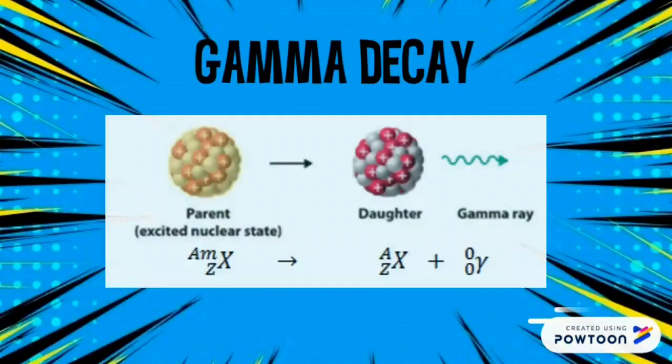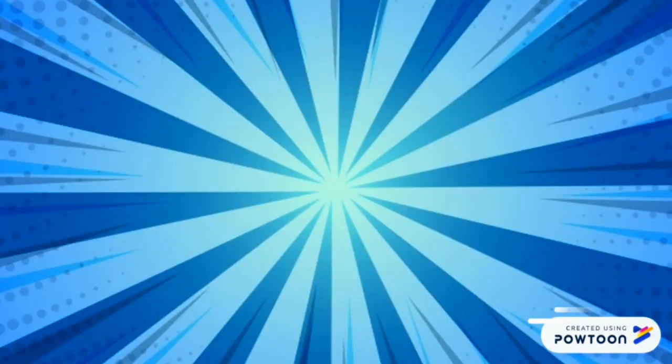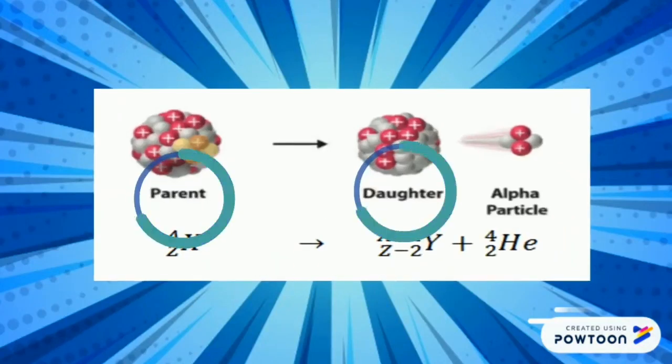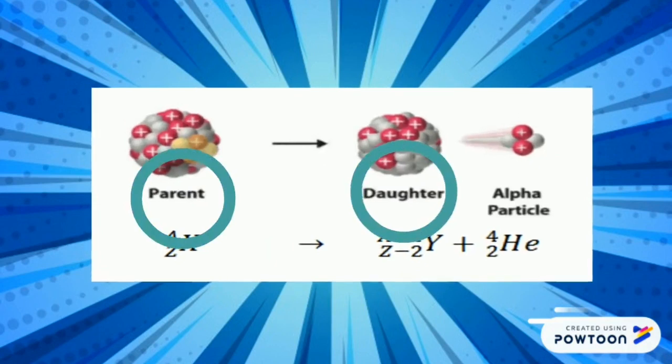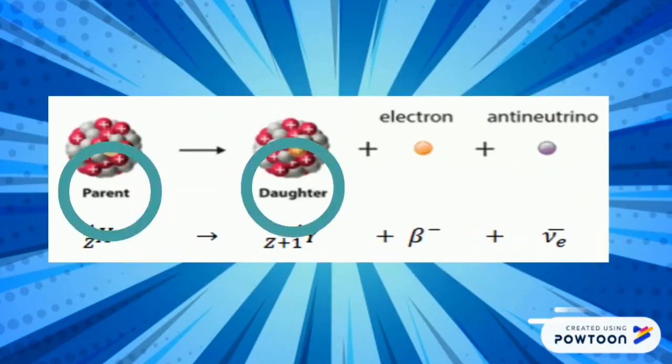Gamma decay occurs when some unstable atomic nuclei release excess energy by a spontaneous electromagnetic process. In this process, gamma rays, which are photons or packets of electromagnetic energy, are radiated. As you saw from the decays that we saw above, the atom before going through nuclear decay is called the parent atom, while the atom after it went through nuclear decay is called the daughter atom.